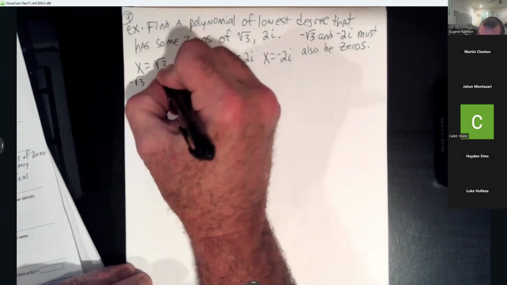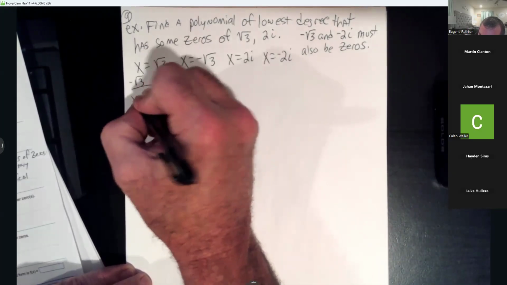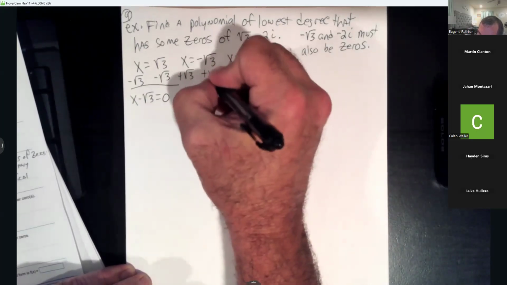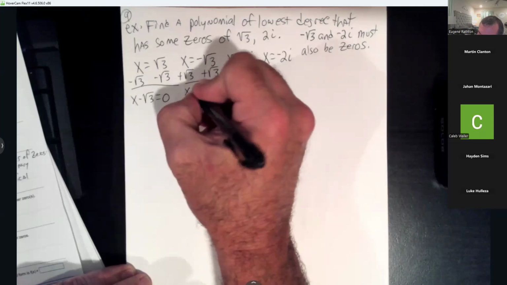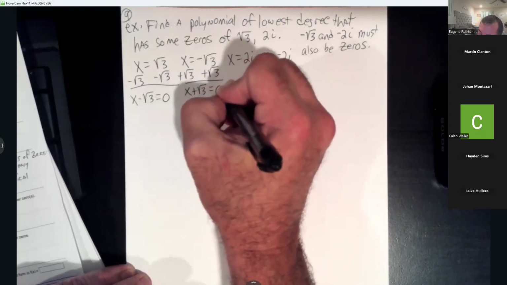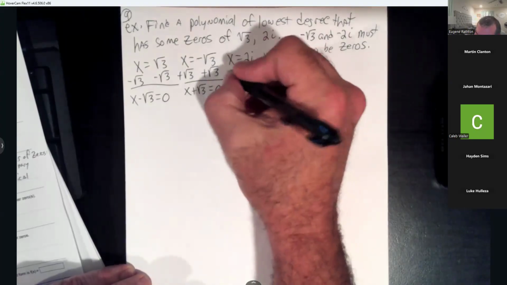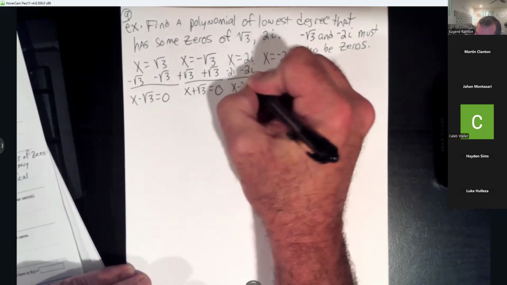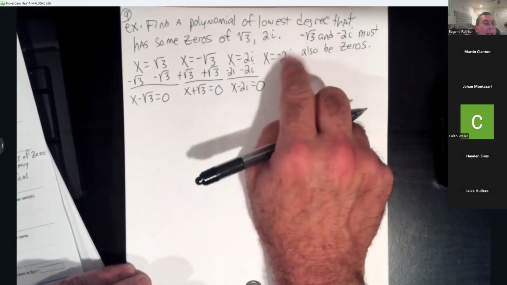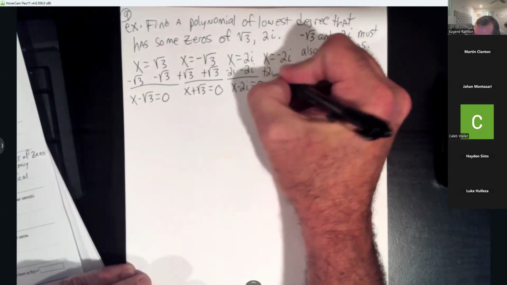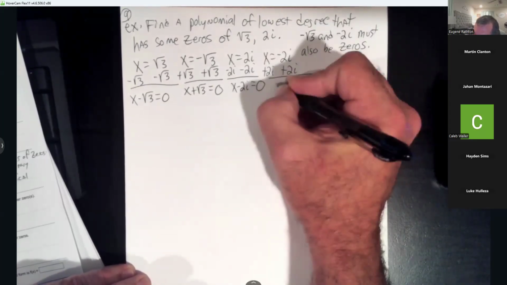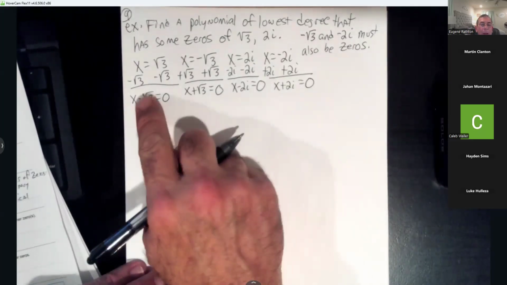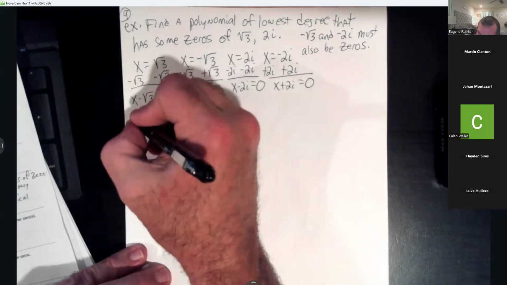All right, so I'm going to move everything to the other side. So I get x minus square root of 3 equals 0. I'm going to add square root of 3, so I get x plus square root of 3 equals 0. On this one, I'll subtract 2i, so x minus 2i equals 0. And finally, I'll add 2i and get x plus 2i equals 0. All right, so all 4 of these can now go in parentheses.